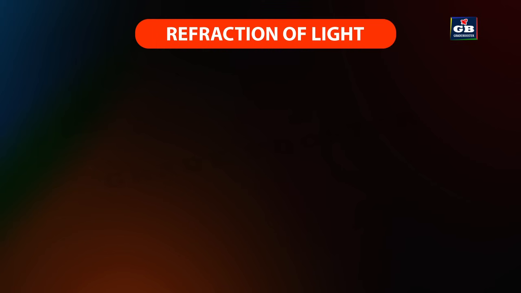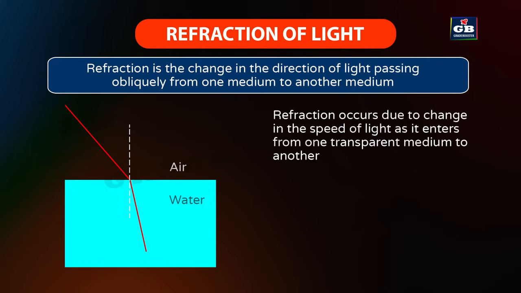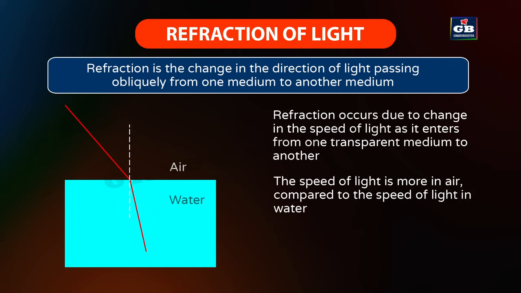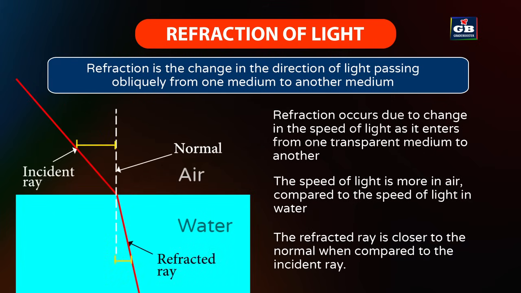Refraction of light. Refraction is the change in the direction of light passing obliquely from one medium to another medium. Refraction occurs due to change in the speed of light as it enters from one transparent medium to another. The speed of light is more in air, whereas the speed of light in water is less compared to air. So the light ray, when it enters from air to water, bends towards the normal. The refracted ray is closer to the normal when compared to the incident ray.